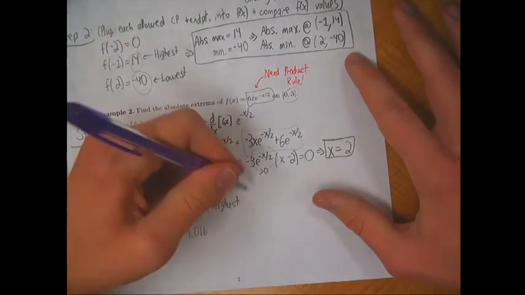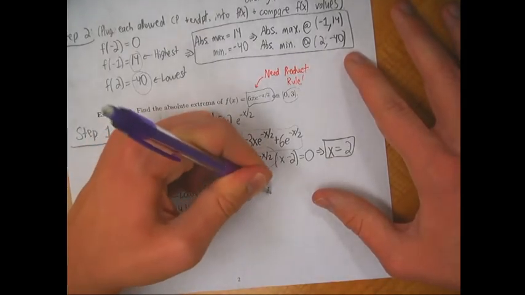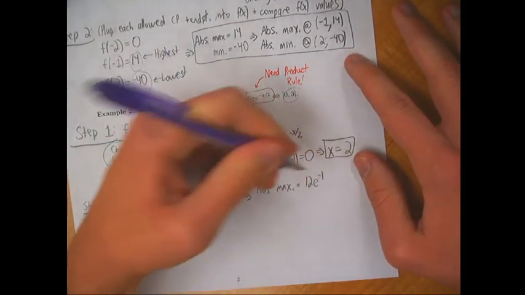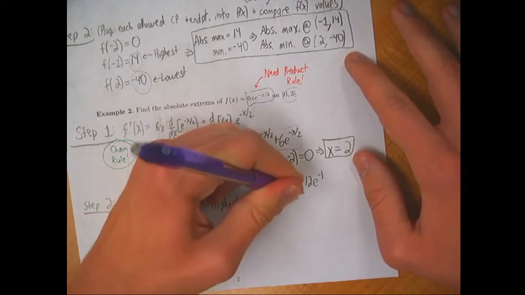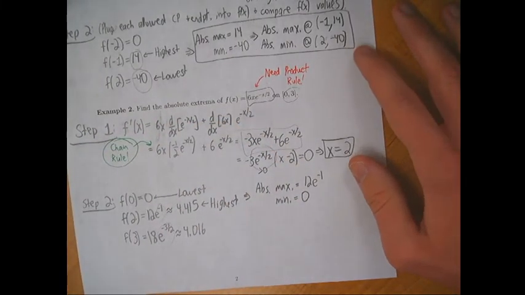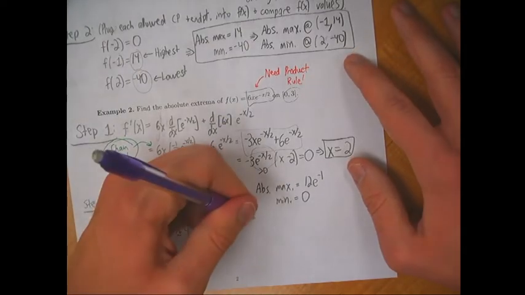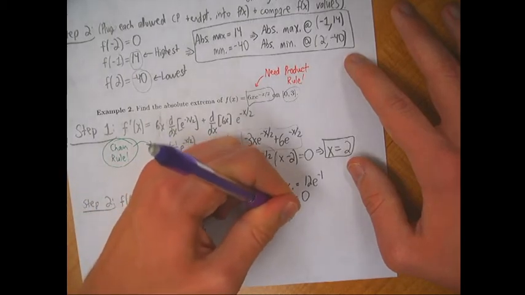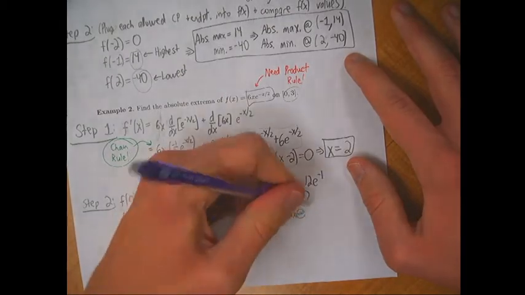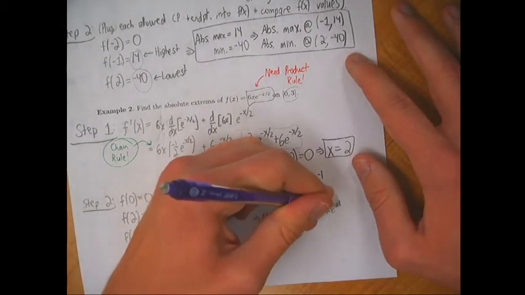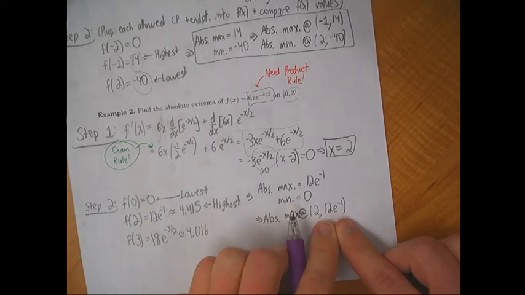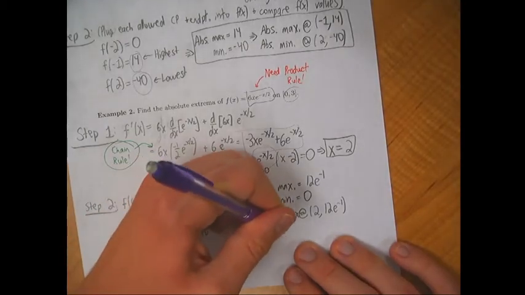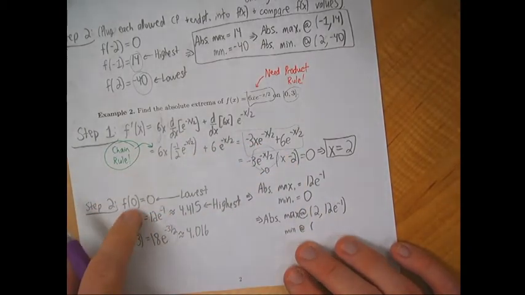So as a result, what that tells you is that we have an absolute maximum. It's going to end up equaling 12 times e to the negative first. And the absolute minimum is just going to be a big fat 0. So if you want to plug the point into Lon-Capa, the absolute maximum is going to be at 2, 12 e to the negative first, because you want the exact value unless the problem says to use a decimal approximation. And then the absolute minimum is going to be at 0, 0.